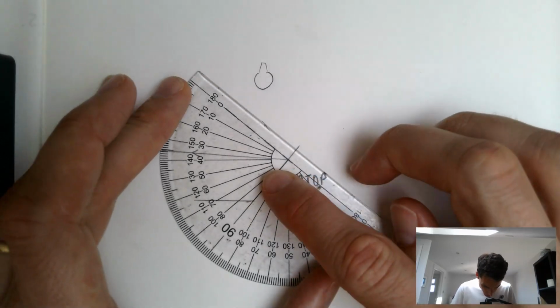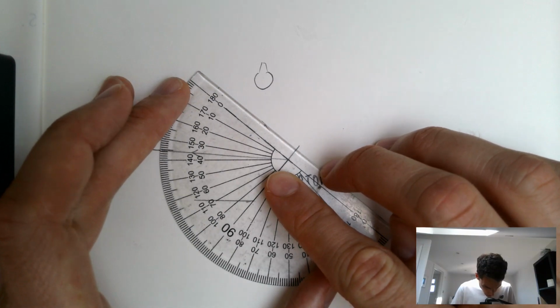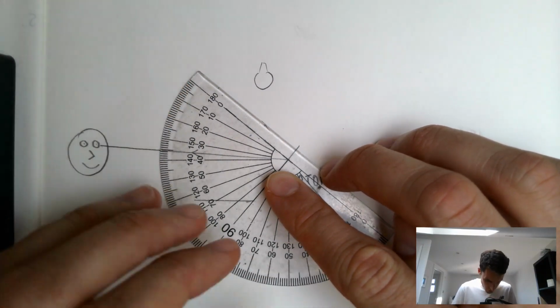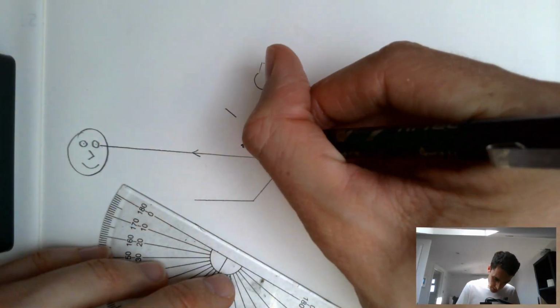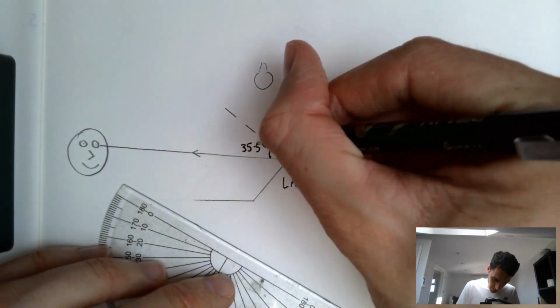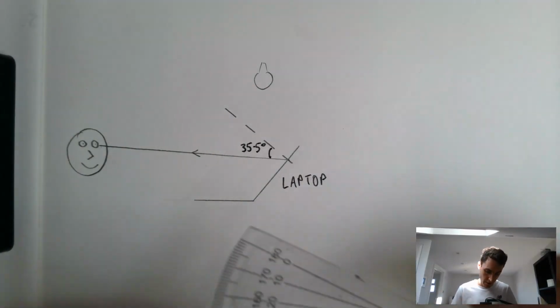Now what do I get? This is where it's a bit awkward. So it's about 35.5 degrees. So again, ideally, if you do a printed one, you generally won't have to do a 0.5 degrees, but anyway.